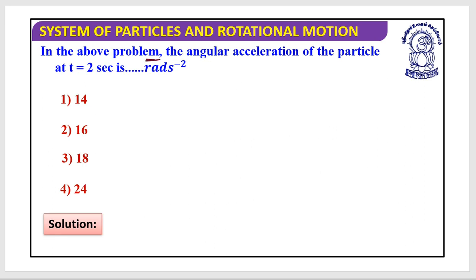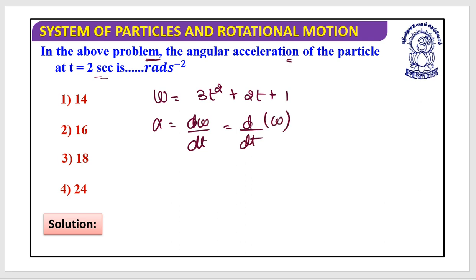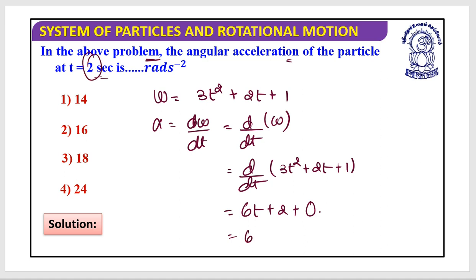It says that in the above problem, what is the angular acceleration of the particle at t equals 2 seconds? Okay. So I have omega as 3t square plus 2t plus 1. Now for alpha, it is d omega by dt, that is d by dt of omega, where omega is 3t square plus 2t plus 1. D by dt of 3t square is 6t, plus 2, and d by dt of 1 is 0. So at t equals 2 seconds, it's 6 into 2 plus 2, which is 12 plus 2, 14. It's 14 radian per second square.